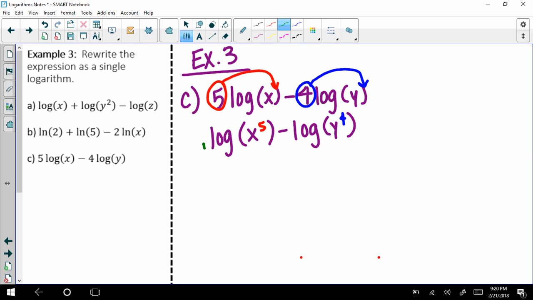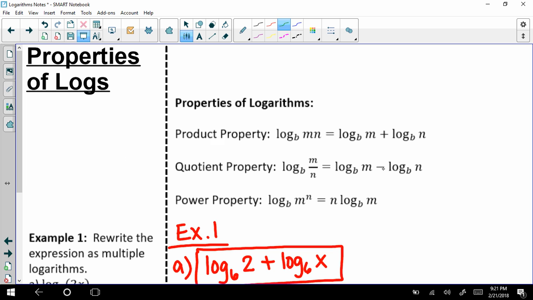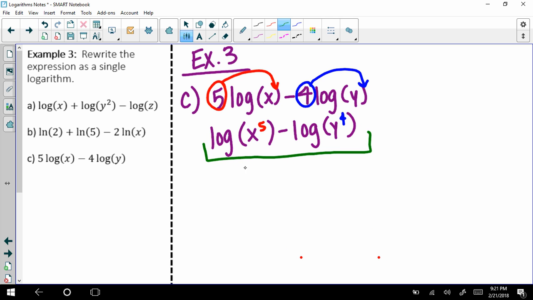And then if we're to finish this up, you see a minus sign between these. So remember, if there's a minus sign, it means that we have division. And wherever the minus sign lies, that number after the minus sign is in the denominator. So we have log x to the fifth over y to the fourth. There's your final answer. So we'll take some practice. You will have to know these properties, though. These properties will not be given to you on the test or the quiz. So you do need to know the different properties.